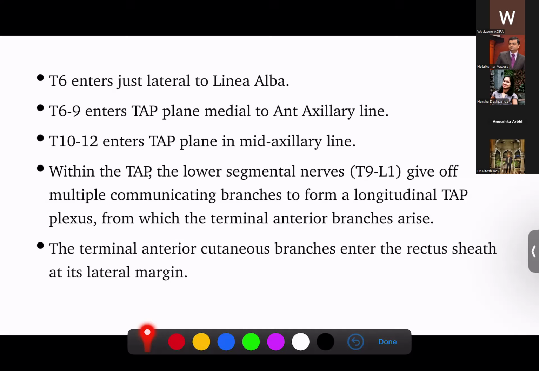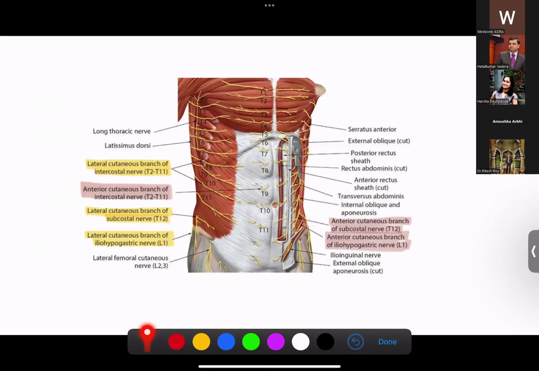So the dermatomal image which we see does not exactly correspond to its nerve, as there is a plexus and there can be multiple segments from which it may arise. The terminal anterior cutaneous branches enter the rectus sheath at its lateral margin. Here we can see all the lateral cutaneous nerves, and these are the anterior cutaneous nerves. Here we can also see the longitudinal TAP plexus.